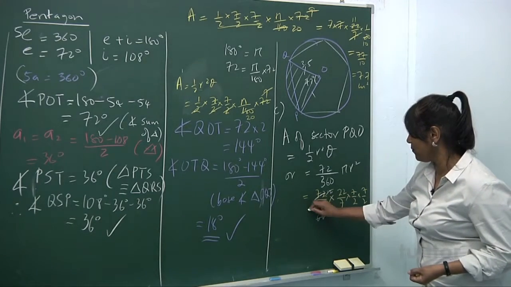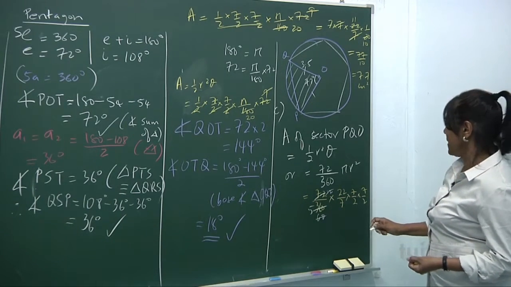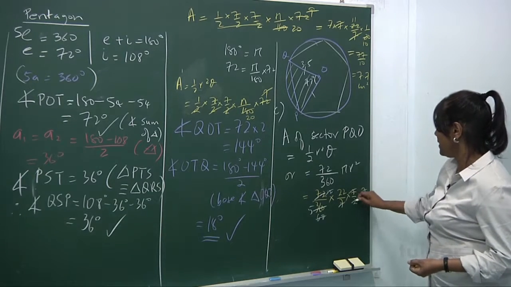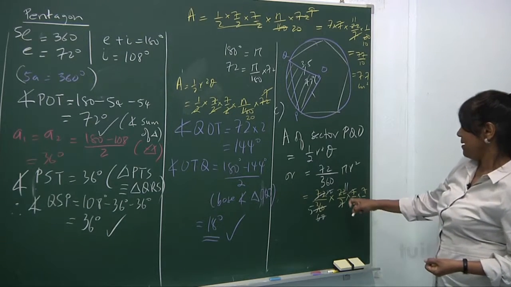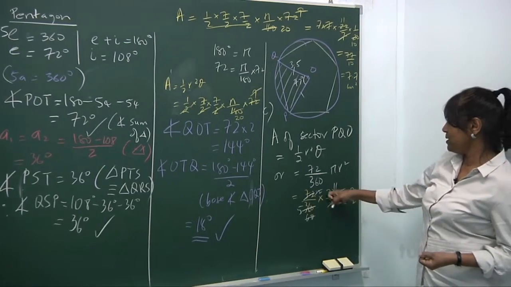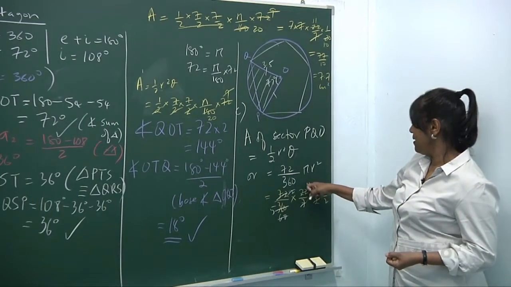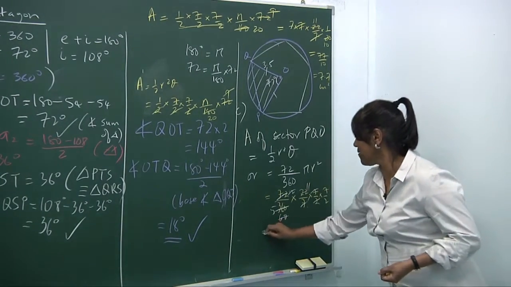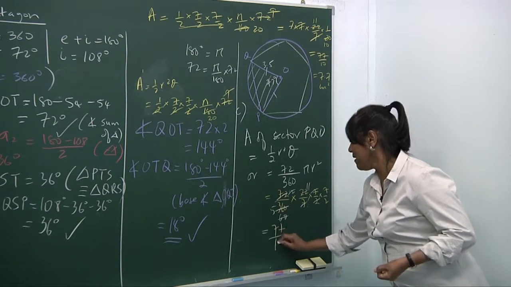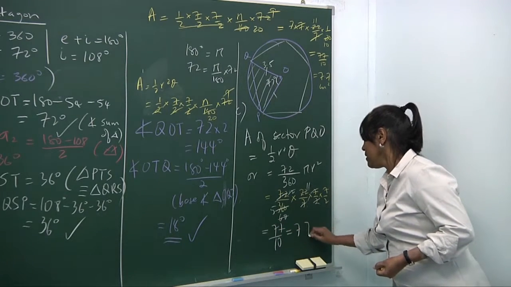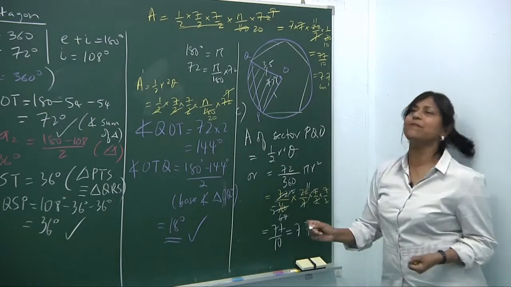Divide again by 12, you get a 5. And you could cancel 7 off. Cancel this here, you get 11. Alright, cancel this 7 off. 2 and 22 become 11. 11 times 7 is 77 over 10. And that will also give you 7.7 cm squared.